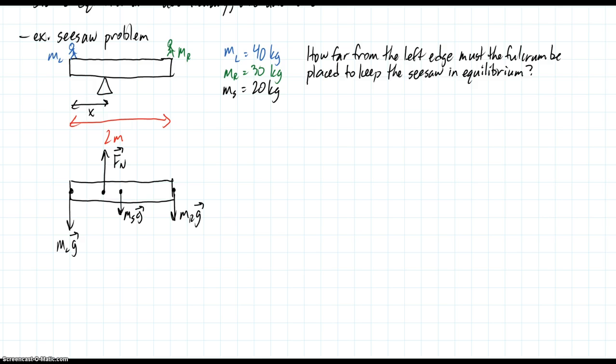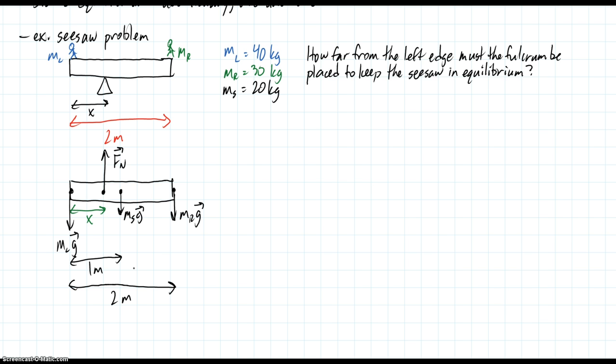And we can draw in all the distances that we know here. We have that distance x that we're looking for from the left edge to where the normal force is applied, a distance of 1 meter from the left edge to where the weight of the seesaw is applied, and then finally 2 meters from the left edge to the right edge. There are a couple of ways that we could go about doing this.